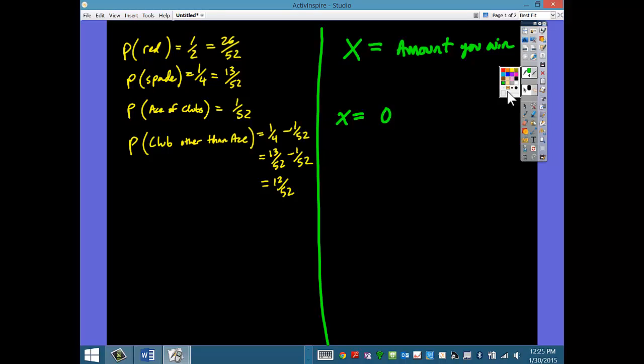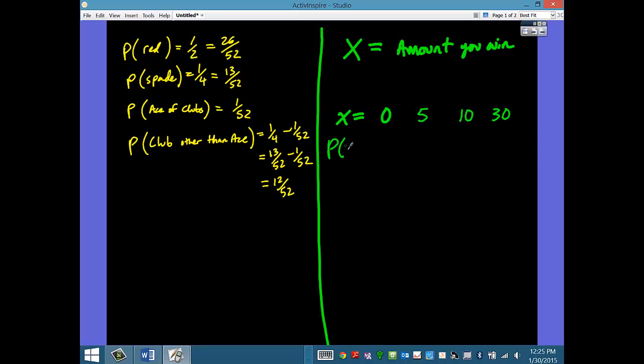X could equal 0, or I could win $5, or I could win $10, or I could win $10 plus $20. So really, X could equal 30 as well. So then, what are the probabilities of these different x values? Well, that's what we already worked out.